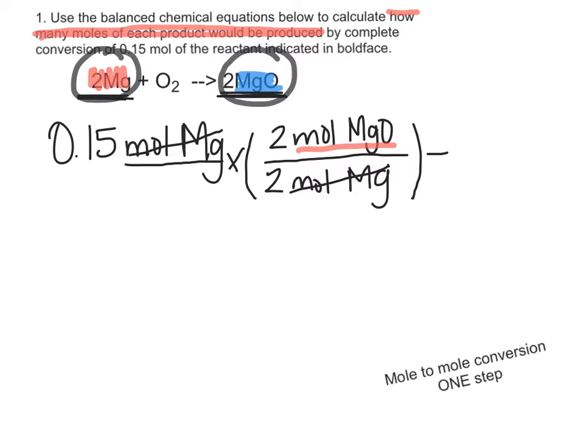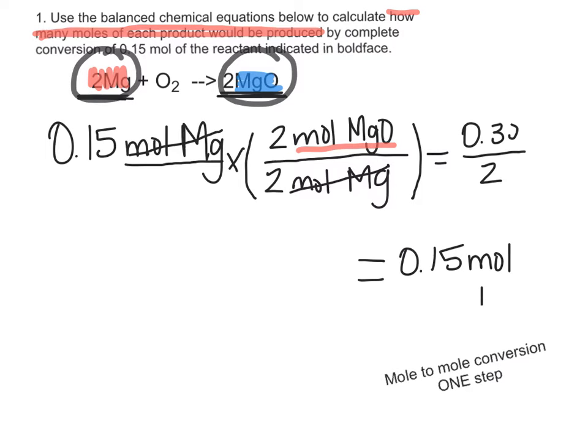Okay, so remember, all you do is multiply the top. So when I multiply 0.15 times 2, I'm going to get 0.30. And I divide that by the bottom, which is 2. So when I divide it, I'm going to get, again, 0.15 moles of magnesium oxide. The reason why this answer was the same as what I was given is because my mole ratio was a 2-to-2 ratio. Okay, so whenever your ratio is the same, your answer will be the same.